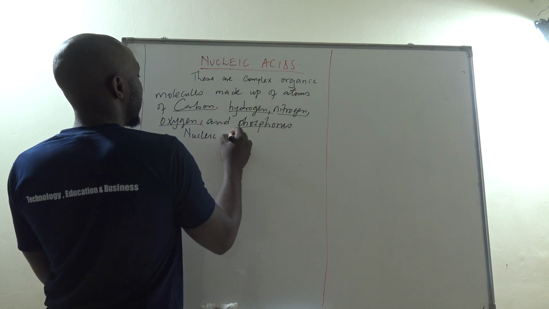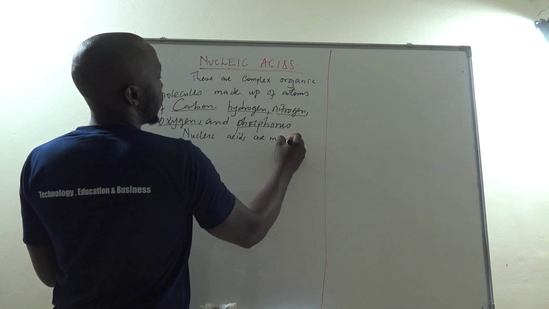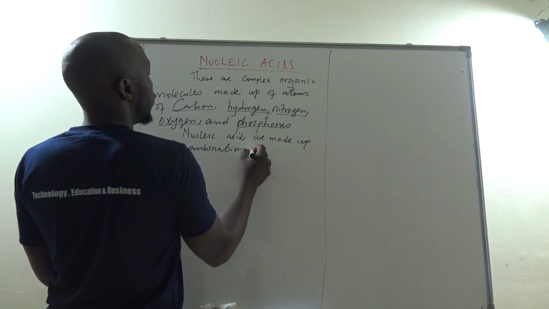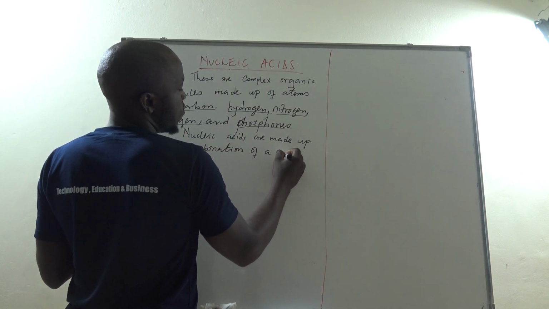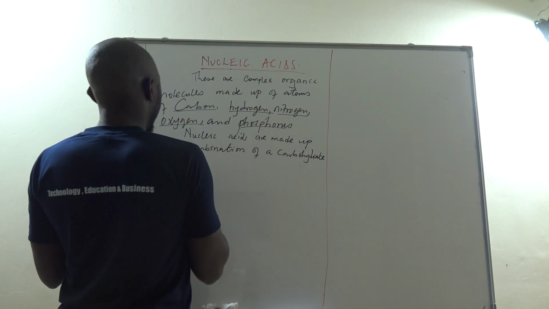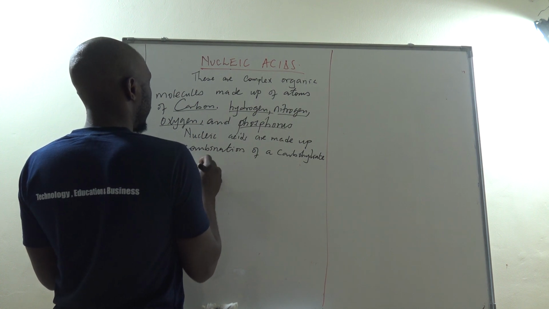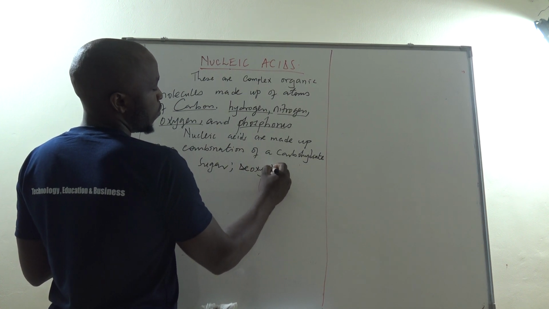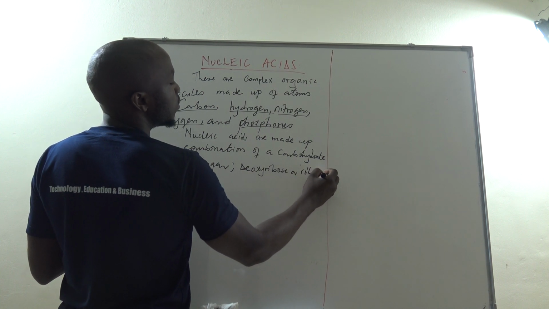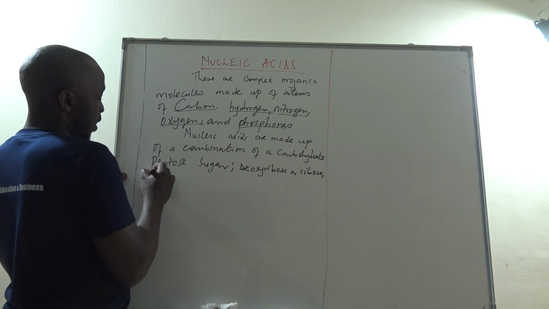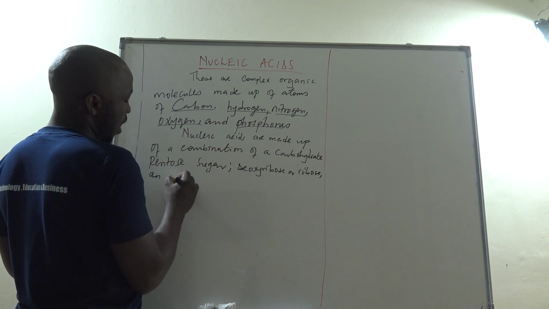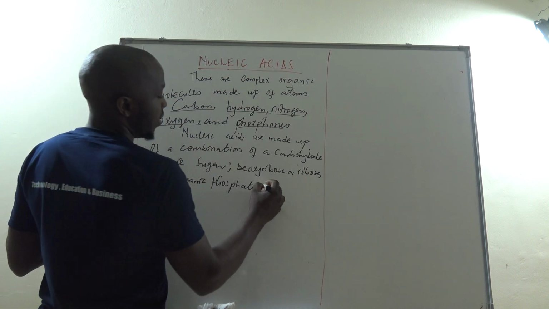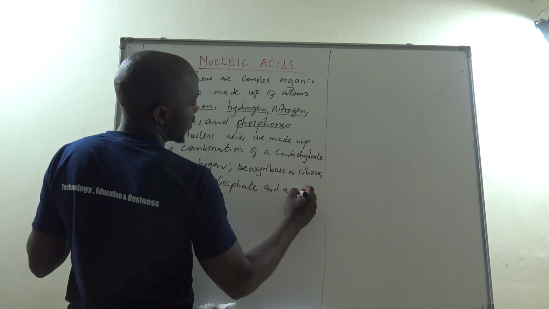So we can expand further and say nucleic acids are made up of a combination of a carbohydrate, a pentose sugar, deoxyribose or ribose, an inorganic phosphate, and a nitrogenous base.